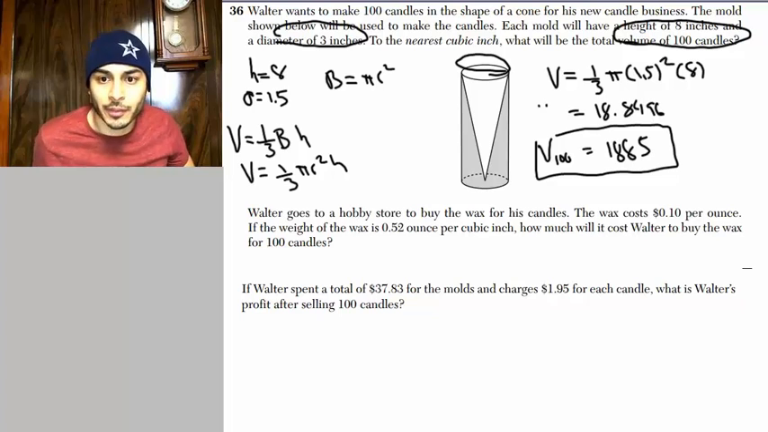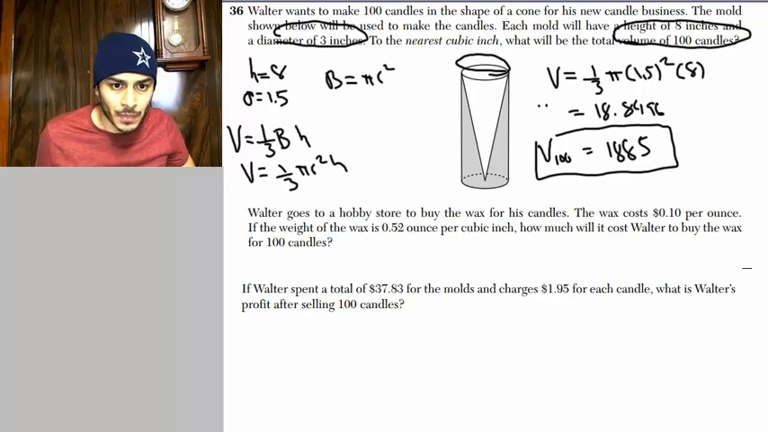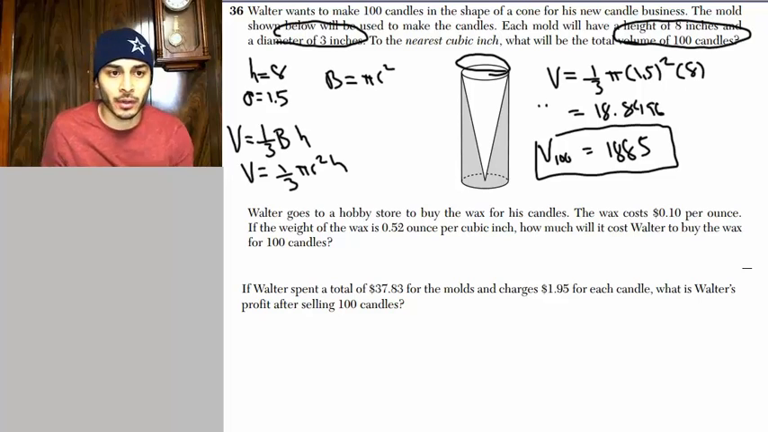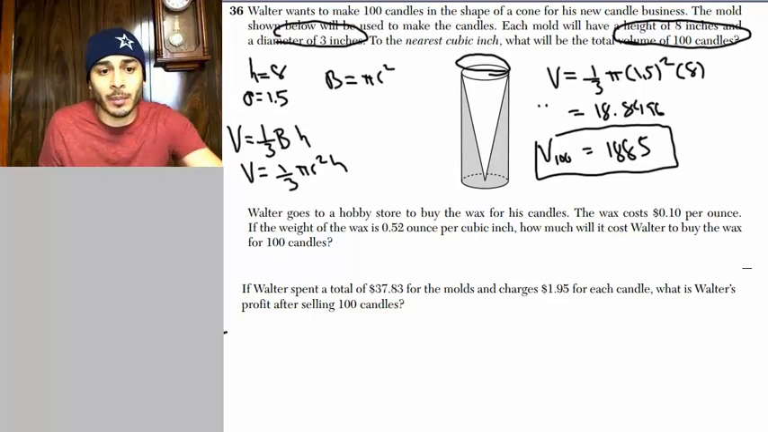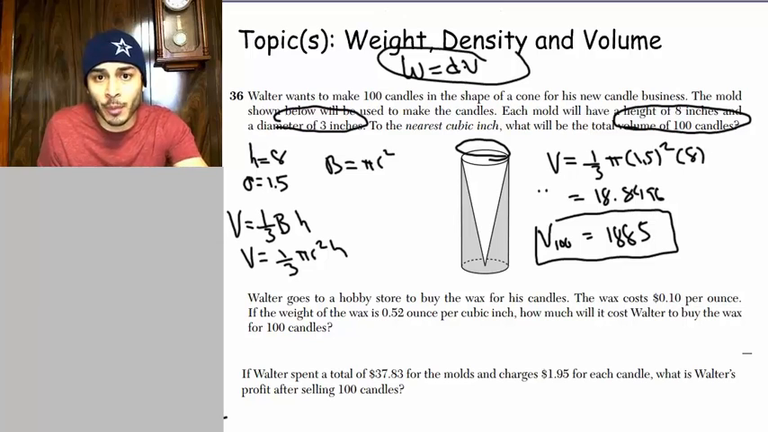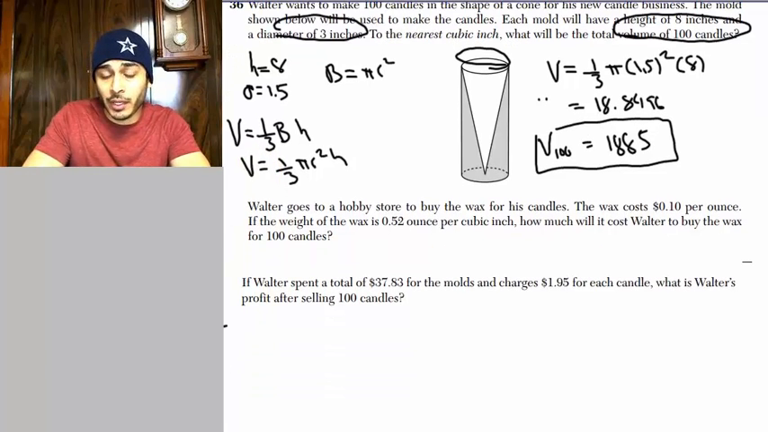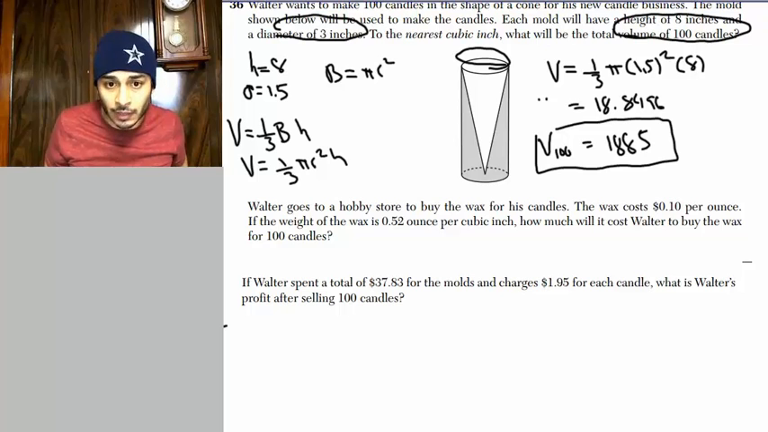All right, so for the next part, Walter goes to a hobby store to buy wax for his candles. The wax costs 10 cents per ounce. If the weight of the wax is 0.52 ounces per cubic inch, how much will it cost Walter to buy wax for 100 candles? Okay, so I need to figure out what the weight is going to be for 100 candles. Remember the formula I wrote at the very beginning? Weight equals density times volume. So we know the volume for 100 candles is roughly 1885.